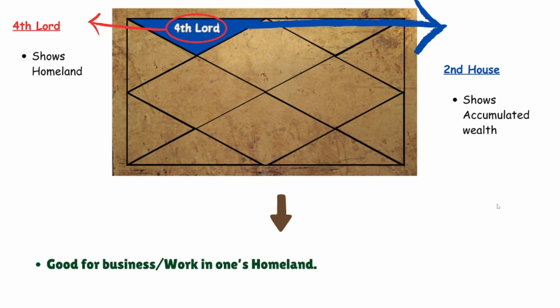The fourth lord shows homeland, and the second house shows accumulated wealth. So, the fourth lord going in the second house is a good placement to work in one's own homeland. Okay, with this specific placement during this time period, it is better to work in one's homeland. Again, we have not considered other factors, so a complete analysis would definitely be needed.